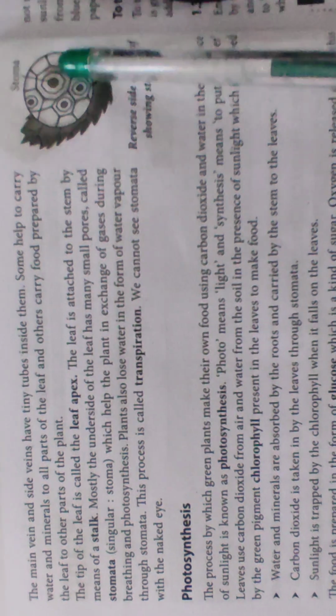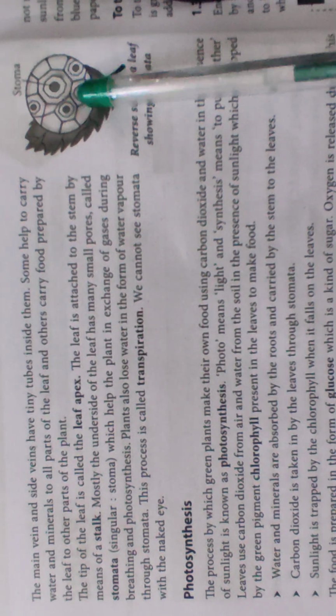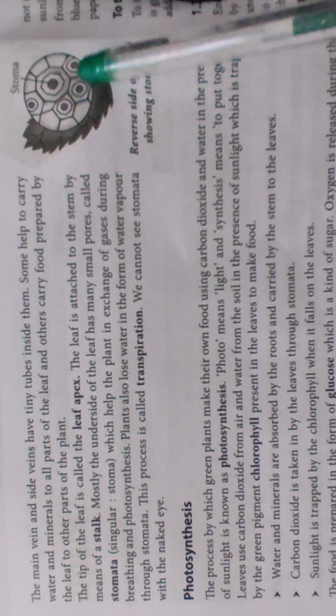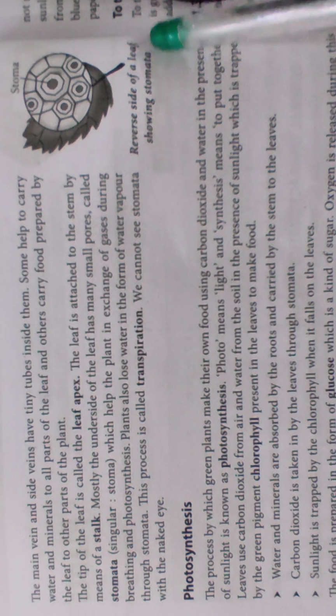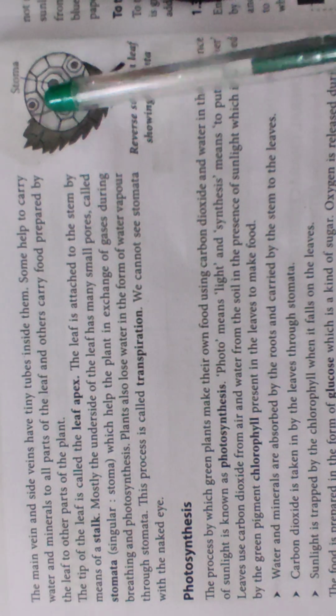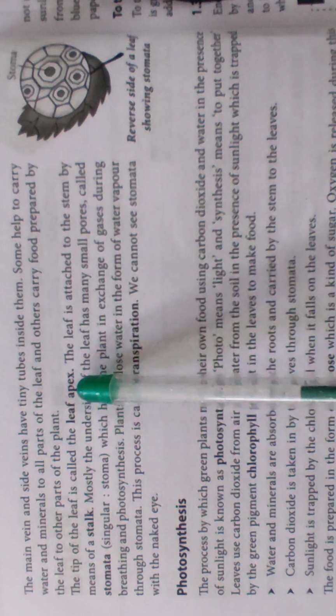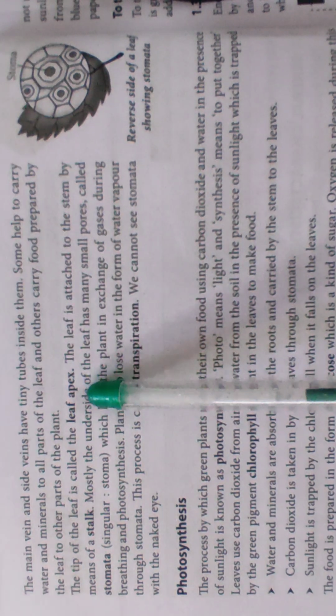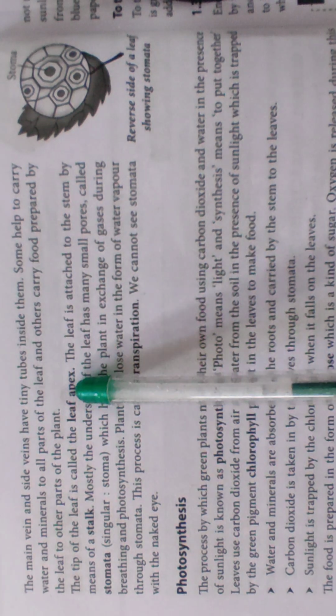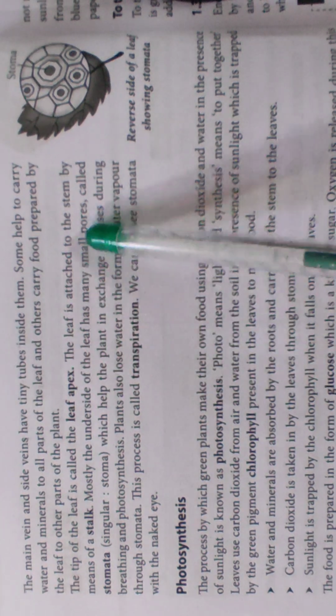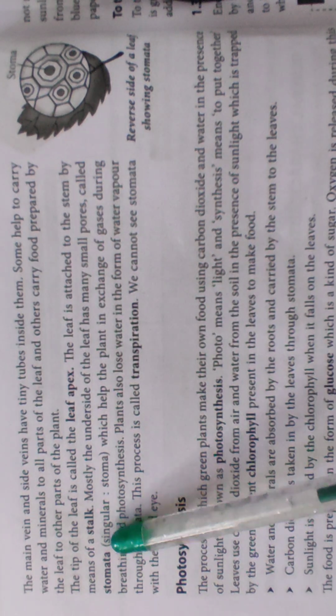Okay. Now can you see here? It's the structure of what? Stomata. See the pores here. Yes, it's the reverse side of a leaf. So you can see the stomata. Now the tip of the leaf is called the leaf apex. You know that? The tip of the leaf is called the leaf apex. The leaf is attached to the stem by means of a stalk.